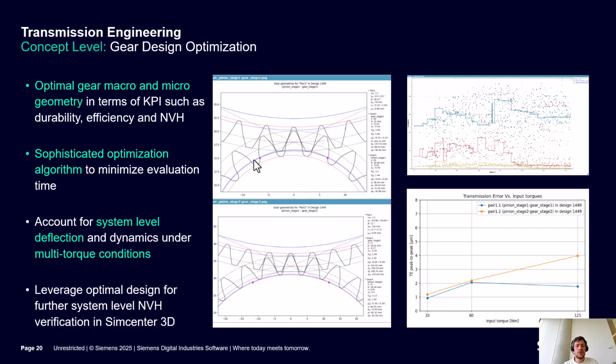Also very important is that when you optimize your gear macro and microgeometry, you again consider those system level influences. So what is really the influence of the compliance, of the deflection, and therefore misalignment on your gear contact behavior. And then secondly, also the fact that you would like to consider multiple operating conditions, which means typically multi-torque conditions. And then finally, these designs or this optimization that you typically do, let's say early stage, you would also like to then verify and validate in more detailed design. So making sure that your transmission meets the NVH performance requirements that you have targeted.